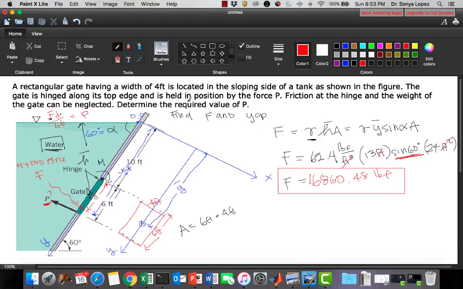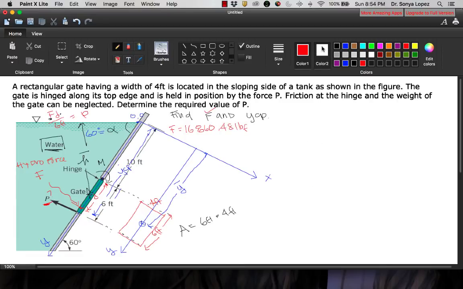So check, we got this. So now let's solve for YCP. So F is 16,860.48 pound force. Okay, so now let's try to solve for our YCP. YCP is going to be your IXC over y bar A plus your y bar. Okay, well, your IXC is going to be 1 over 12 BA cubed.